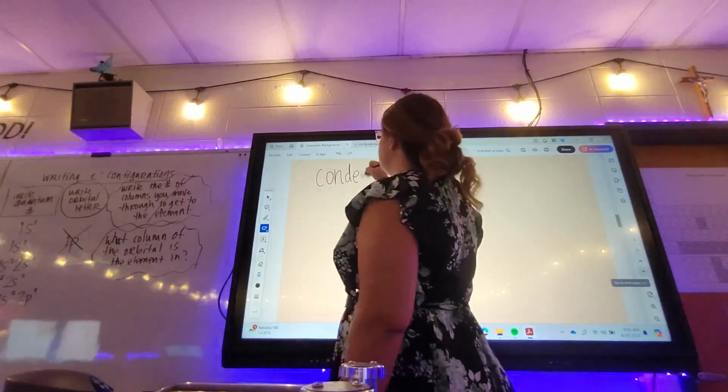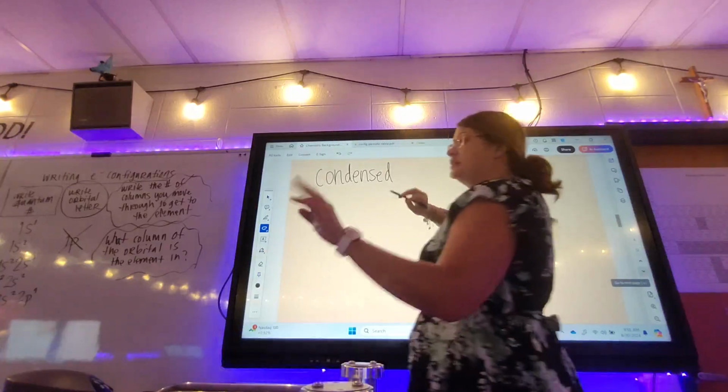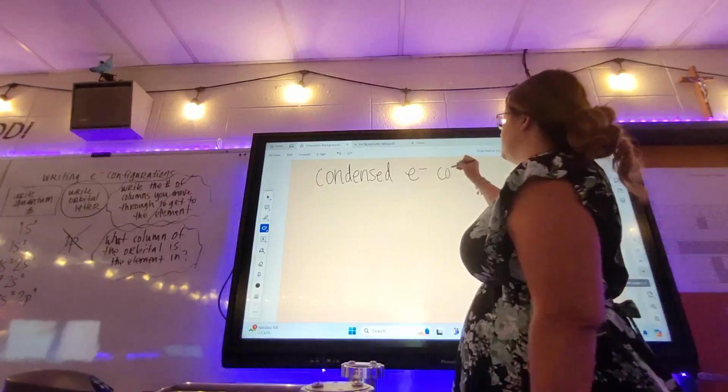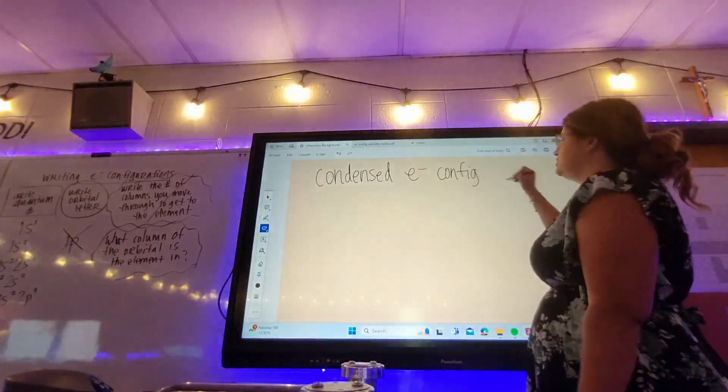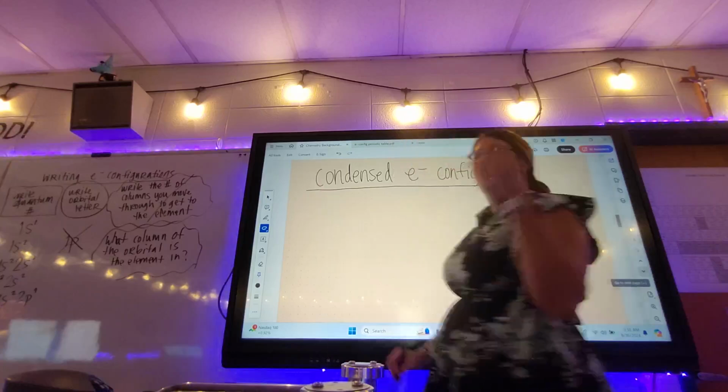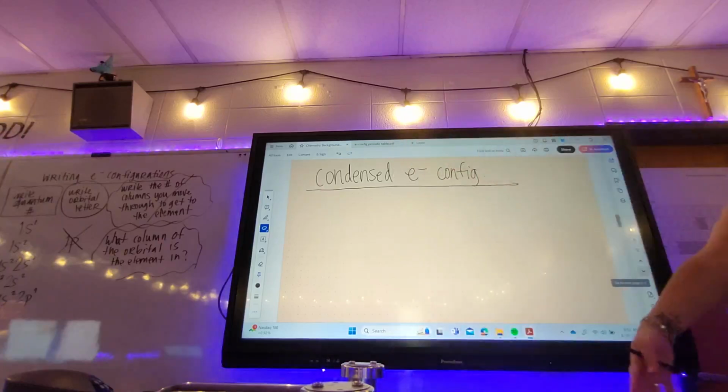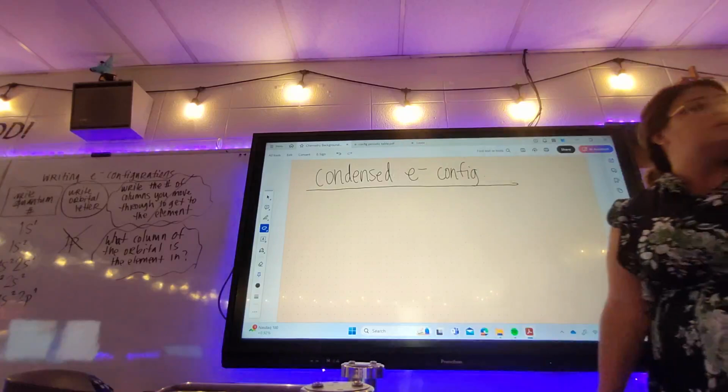All right, so now I'm going to show you the condensed. That's what it's called, condensed electron configuration. And condensed just means that you don't have to write all of the stuff that came before. You still have to write some of it, but not all of it.